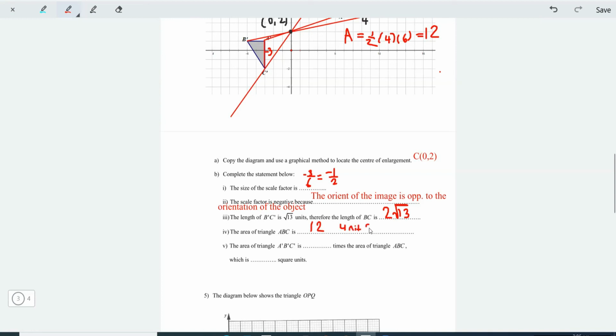Now the next part says, what is the area of A prime B prime C prime? But first thing we know, so the area of triangle A prime B prime C prime is K squared.